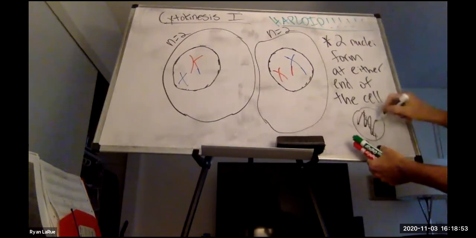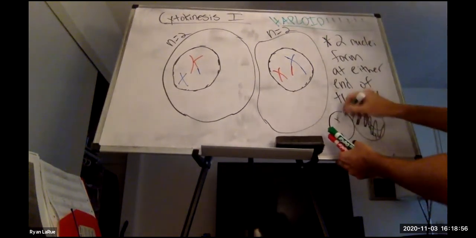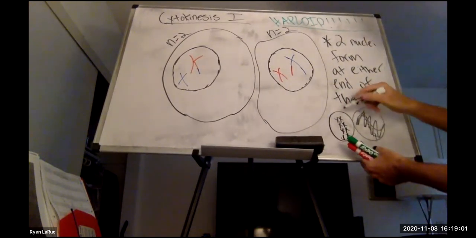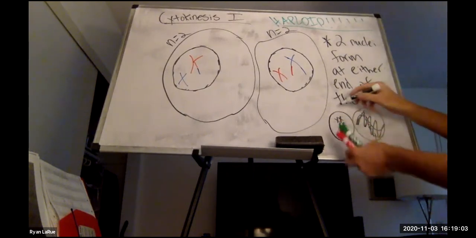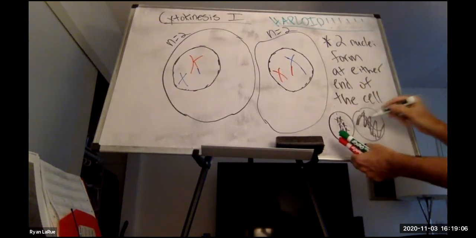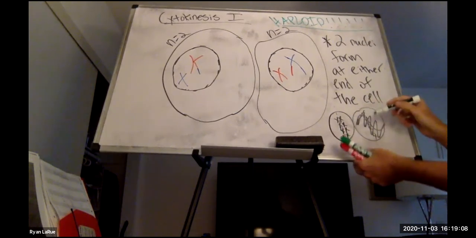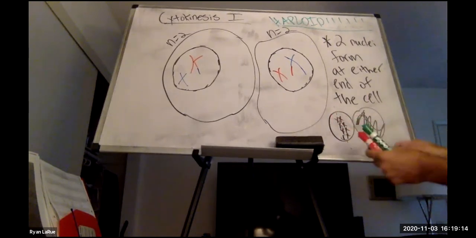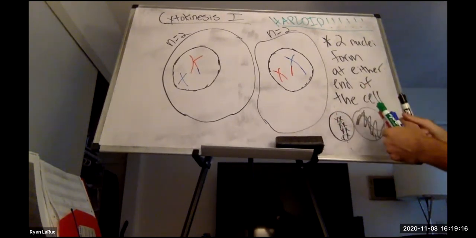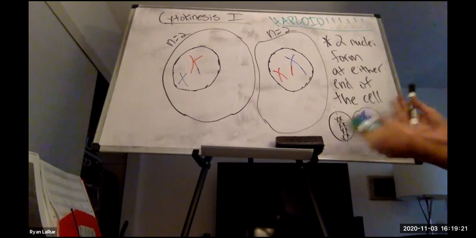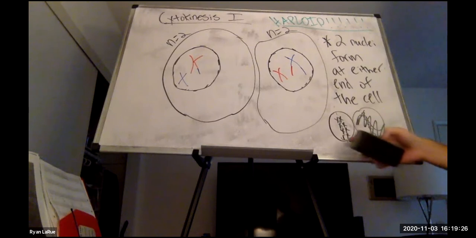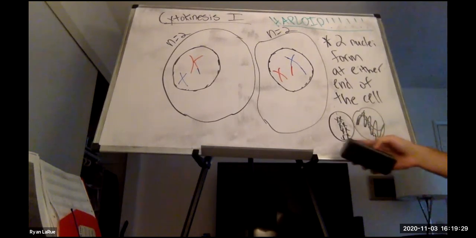Here, because they lined up side by side, like that, you only have 23 rows, 46 total. And so each new cell is going to have 23. There's going to be information lost, these chromosomes, because of how they lined up in meiosis during metaphase 1. So each new cell here would end up with 23 chromosomes.